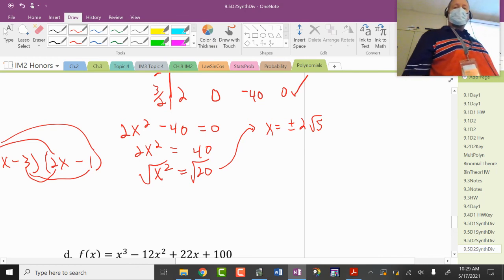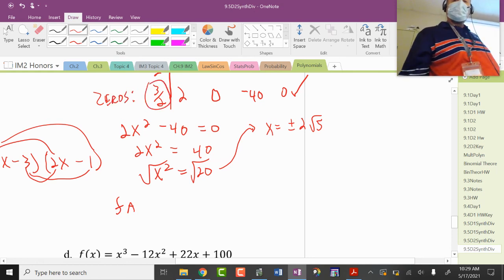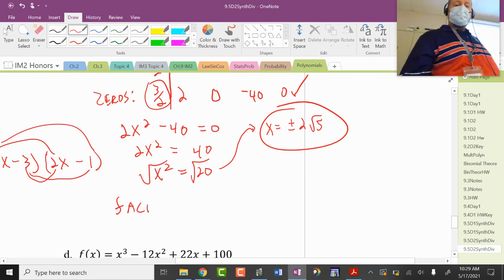Okay, now be careful on zeros and factored form. Okay, so these are the zeros. Let's just get that over with. Zeros: 3 halves, plus or minus 2 root 5. Okay, done there. Factored form.